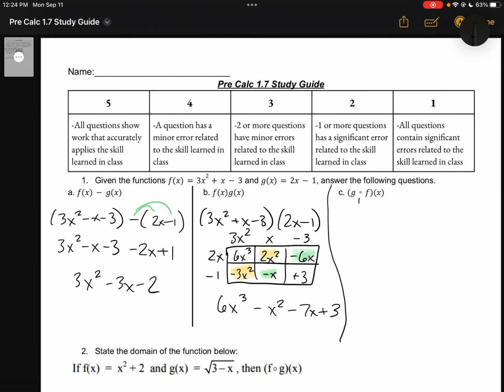For our last one here, we want to be careful with what this is. This is not a multiplication sign. That is a composite function. So this is g of f of x. So first we want to write down what g of x is, which is 2x minus 1. And then inside of where the x goes, that's where we're going to plug in f.